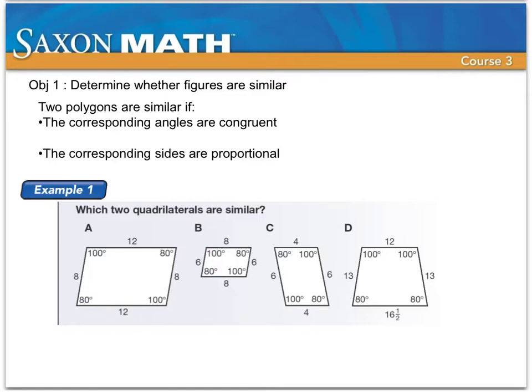80 and 80 are equal. And 100 and 100 are equal. So the top left are equal, the top right are equal, the bottom left and the bottom right are equal. So it follows the first step: the corresponding angles are congruent.